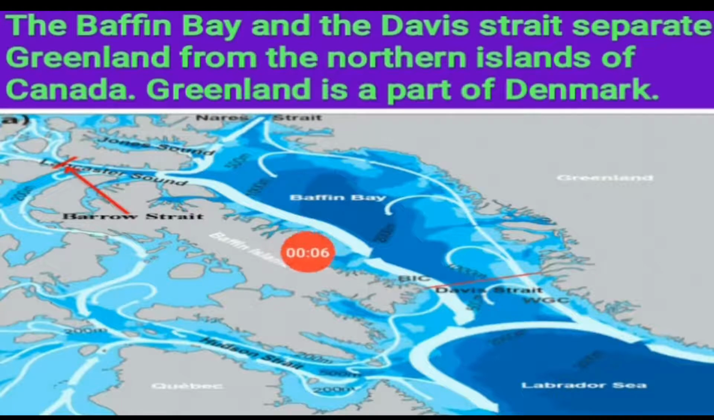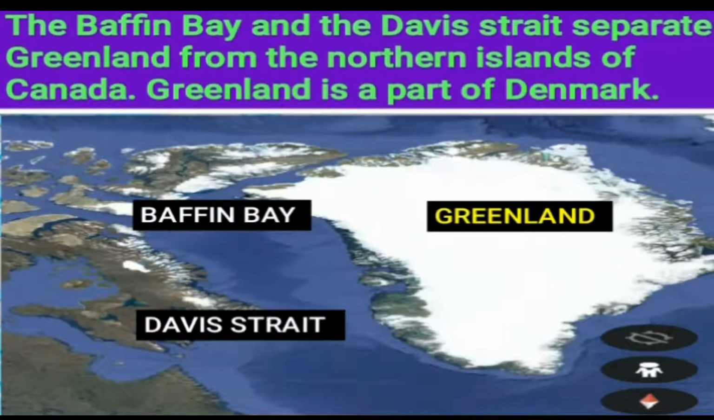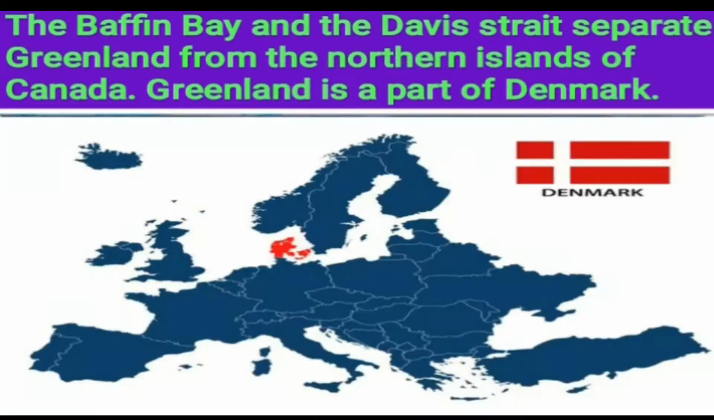The Baffin Bay and the Strait separate Greenland from the northern islands of Canada. Greenland is a part of Denmark. Here we have Baffin Bay and here we have the Strait. This is Greenland, and Greenland is a part of Denmark, which is located in northern Europe.